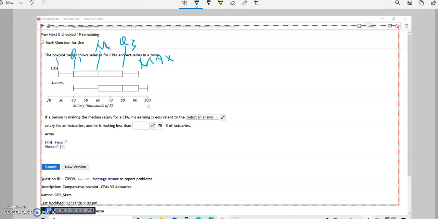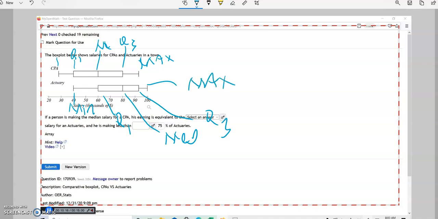Okay, same here. This is the min. That's Q1. That's the median. Q3, and that's the max. All right. So in other words, any box plot summary, there's 5 lines. You just go in order. Min, Q1, median, Q3, max.